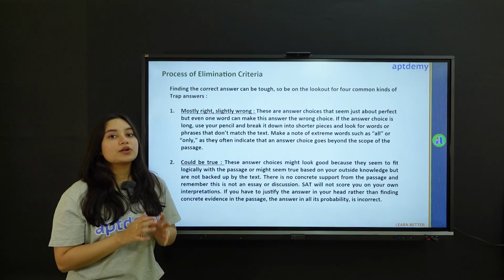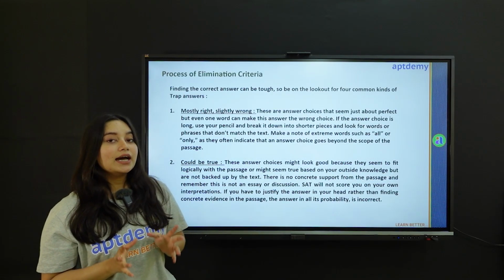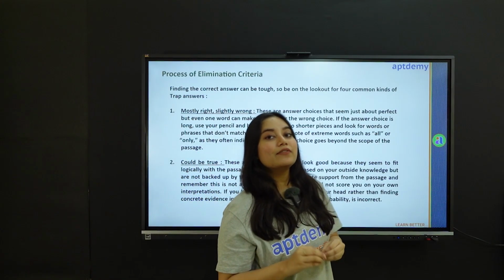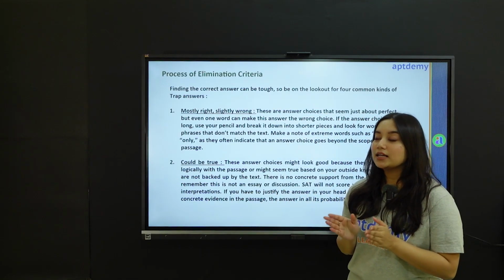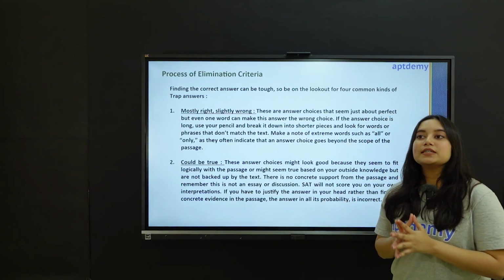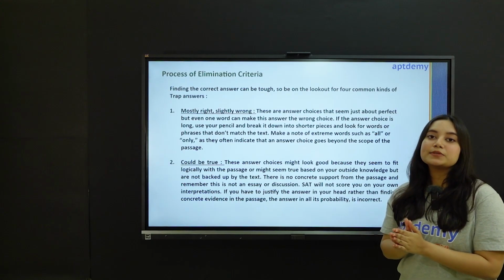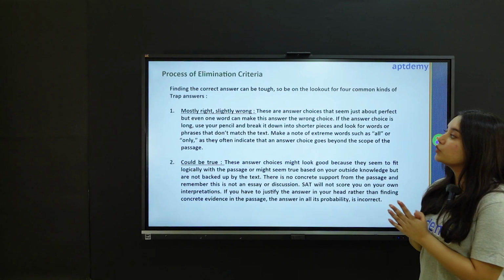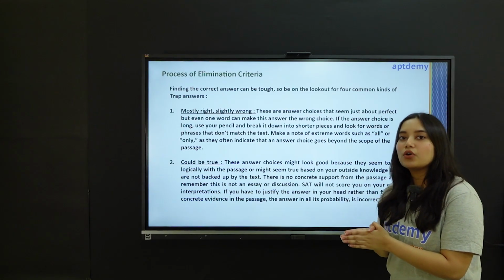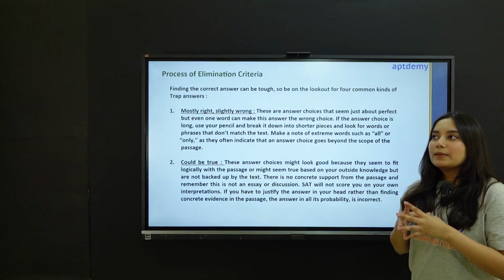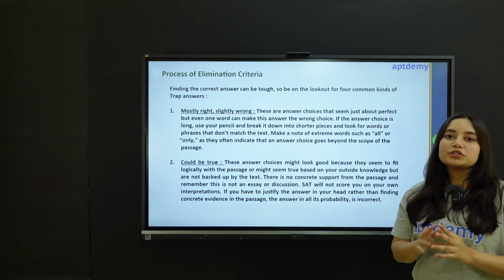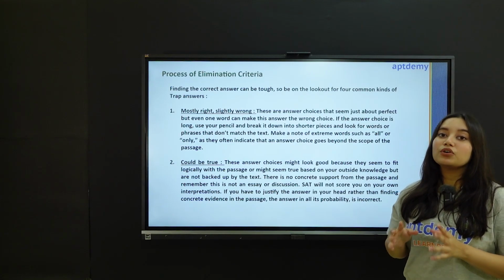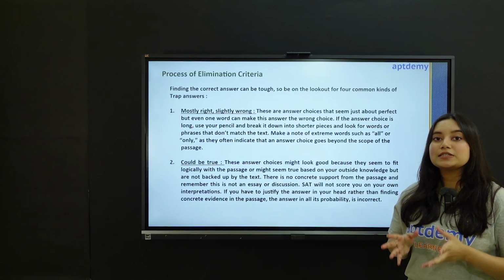Next thing is the process of elimination criteria. As I already mentioned, process of elimination criteria is very vital to reach your correct answer. Now often we have seen there are 4 common types of answer traps that students fall for. Number 1 is mostly right and slightly wrong answers. Now what happens is these answers look almost perfect until you look at them closely. There might be 1 or 2 words that do not go by what the passage is mentioning.